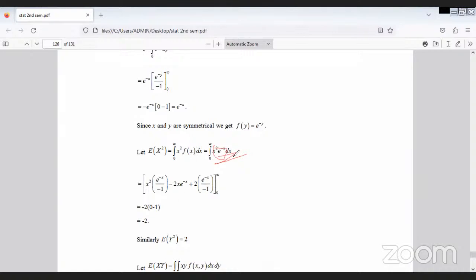Then what is integrated and what is taken as constant? X square is the constant, and e power minus x is integrated, giving e power minus x by minus 1. Again, taking 2x as the constant, e power minus x is integrated. Again e power minus x is the constant and x square we are integrating. Correct? Yes, sir. Again that one is 2 into e power minus x, from 0 to infinity. Find the value fast. Is it correct or not?